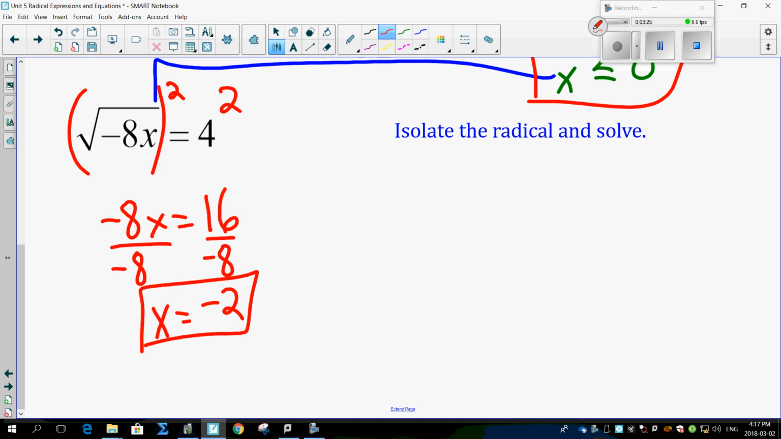Does this satisfy the restriction? Yes, x has to be less than 0. It satisfies. So we're going to get a little bit more complicated as we go, but that's a nice introduction.